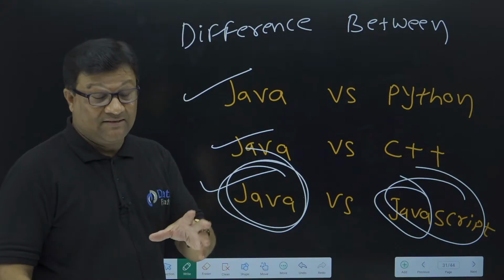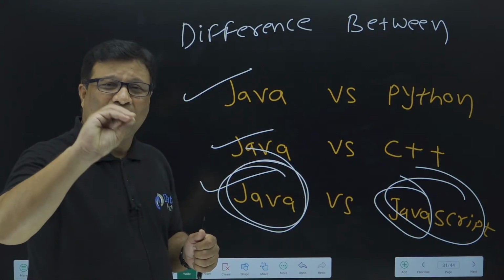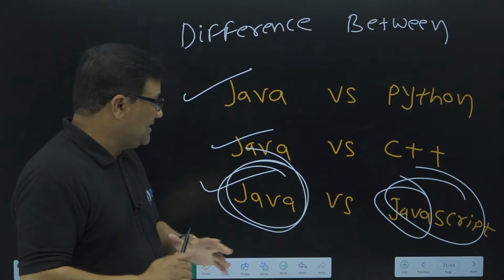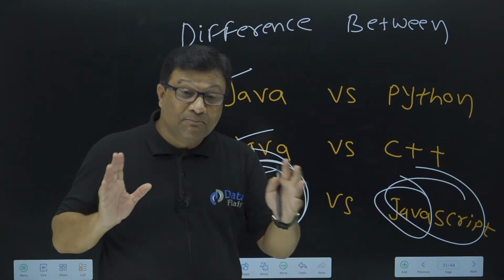But JavaScript is a different thing, right? JavaScript is used exactly for browser-based applications, while Java is not limited to that. Java is used for multiple types of applications, right? So that is the major difference.